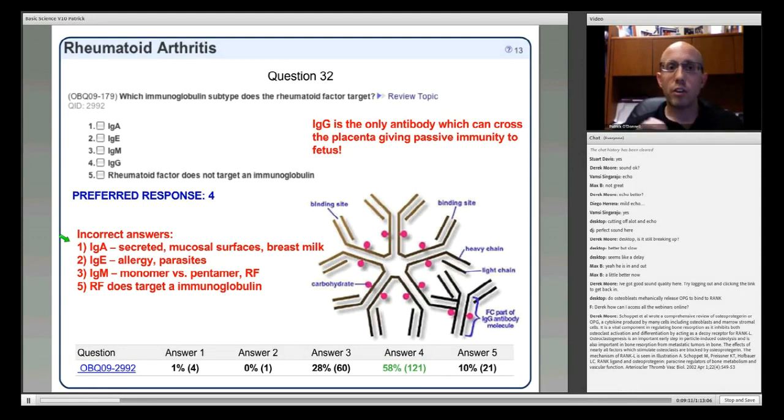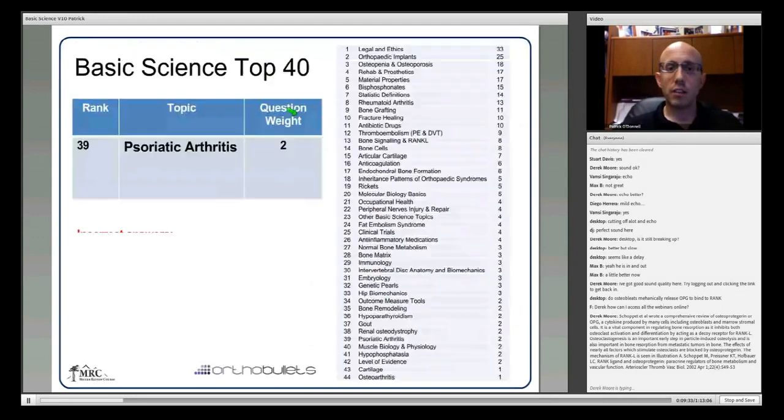IgE is involved in allergy and in some parasitic infections. IgM is the monomer versus the pentamer of the rheumatoid factor. Rheumatoid factor does not target an immunoglobulin. Well, this is incorrect. We know this to be the case. One little nugget of information is that IgG is the only antibody which can cross the placenta, giving passive immunity to the fetus.